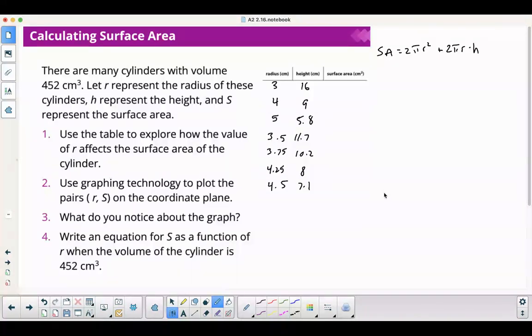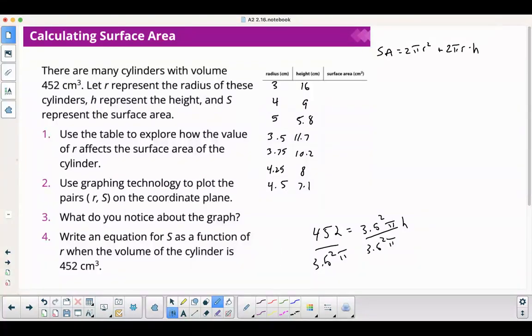I went and did a little bit more work, but just to show you how I did that, remember 452 equals pi r squared times height. So I did 3.5 squared times pi times the height. So basically, if I divide by 3.5 squared times pi, so I'm going to type it in my calculator: 452 divided by parentheses 3.5 squared times pi, and that's where I got the 11.7. Okay, and I went and did that for these other numbers as well.